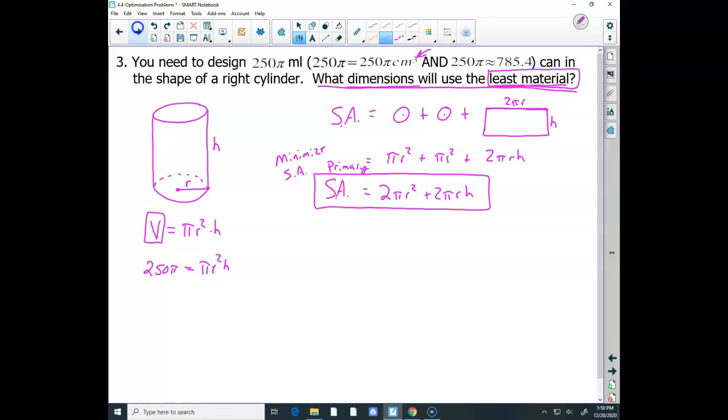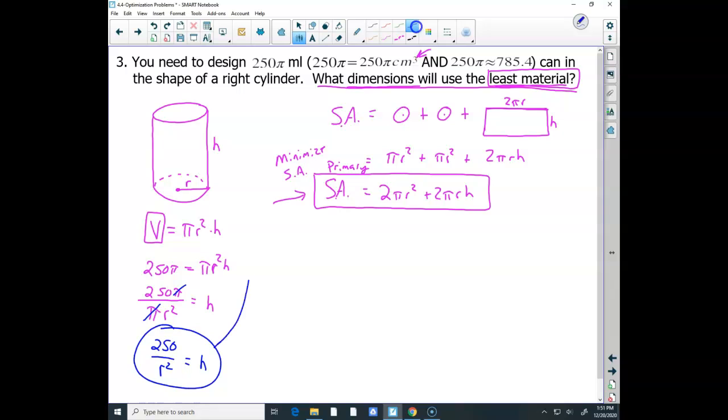Well, I need to solve this secondary equation to rewrite that. Notice I have an r squared, I have an r, and I have an h. Which one is going to be easiest to substitute in, yet still have a nice equation to work with? Well, h equals 250 pi divided by pi r squared, doesn't it? Well, isn't that really kind of nice? Because when I simplify this, I see these pi's will reduce. So I know h equals 250 over r squared.